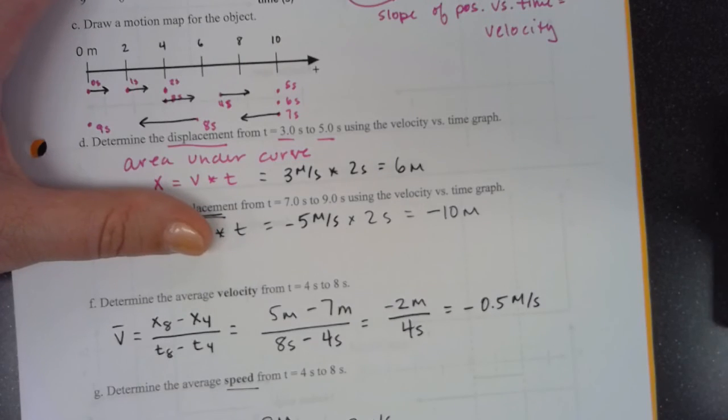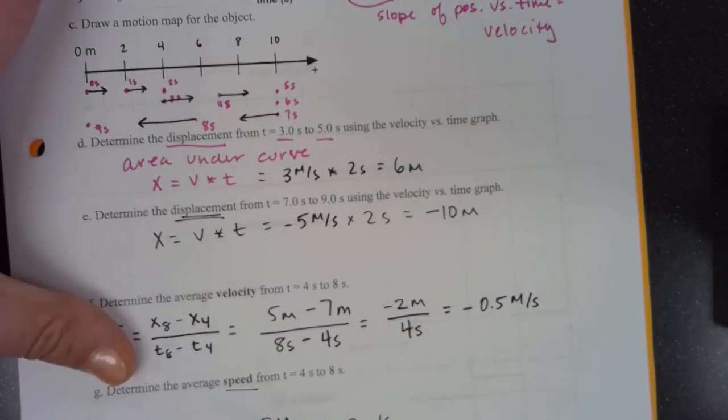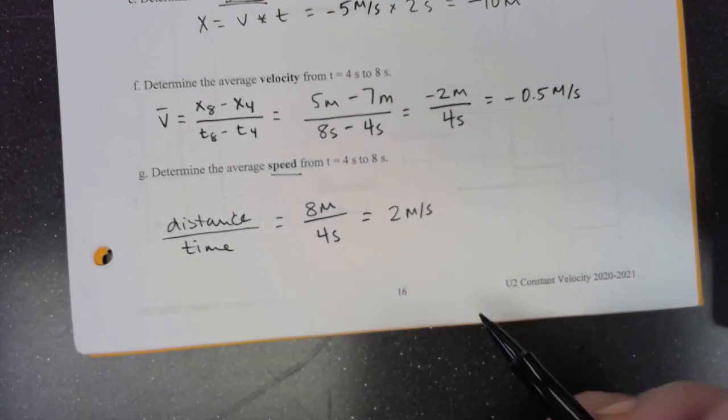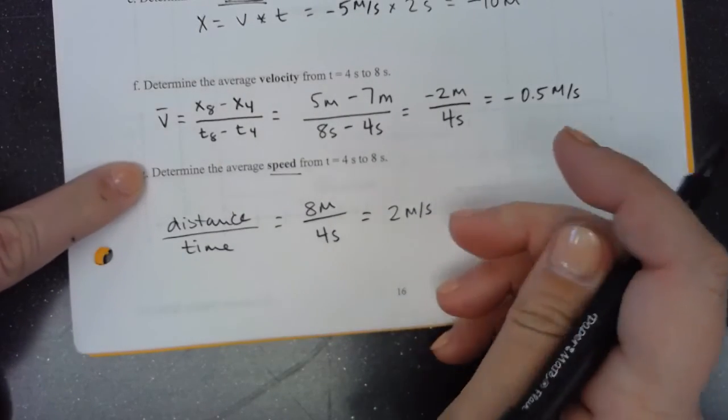With speed, do we have to report if it's positive or negative? Like, that doesn't mean anything, right? This is a different type of measurement. This is a scalar measurement. We're not worried about negative and what direction they went. All we care about is the total distance that was traveled and the amount of time that it took to get there. So our average speed is going to be 2 meters per second.